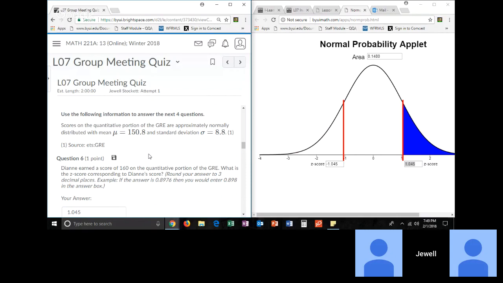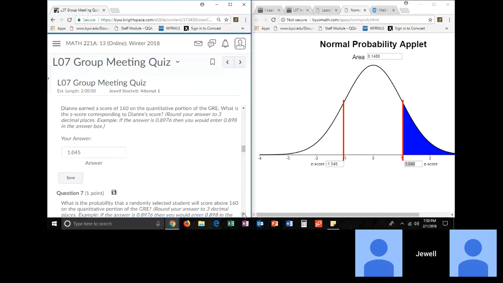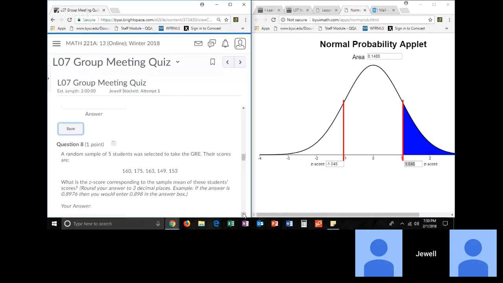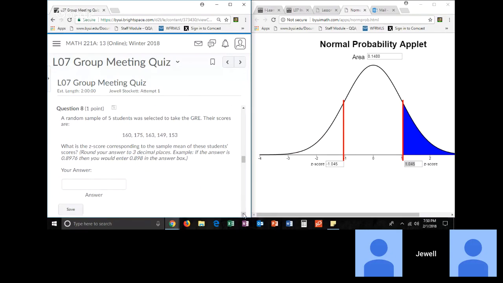Yeah. So what I did is I had 160 minus 150.8, and that gives me my 9.2. And then I put that to the side. Tell me again how you were doing the math with that. It's the x with the line on it, minus your mean, over your standard deviation divided by the square root of your sample size. Okay. So first I got the square root of 5, and then I took 8.8 and divided it by the square root of 5. And then I divided 9.2 by what I got, and I got 2.338.